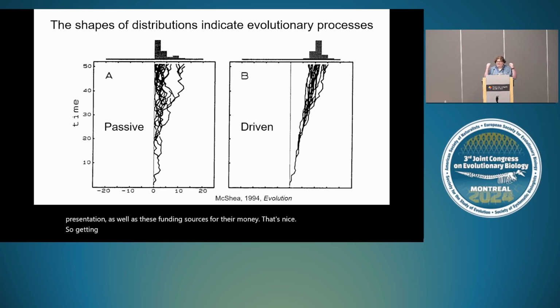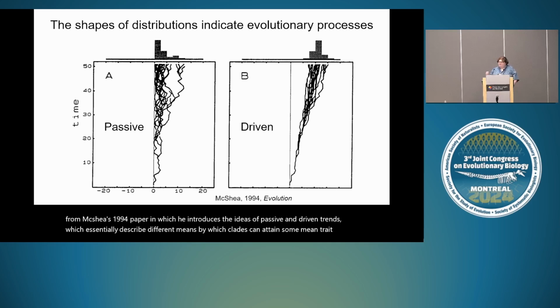So, getting into the science, one key feature of understanding evolution is determining how different evolutionary processes can produce different distribution shapes. Here's a figure from McShea's 1994 paper in which he introduces the ideas of passive and driven trends, which essentially describe different means by which clades can attain some mean trait value. While not a foolproof way to differentiate between these trends, skewness can help to indicate whether a passive trend, which tends to produce a skewed distribution, or a driven trend, which tends to produce a symmetric distribution, is present. And the direction of skew certainly helps to determine where there may be some boundary and where a clade can move in terms of its mean trait value.